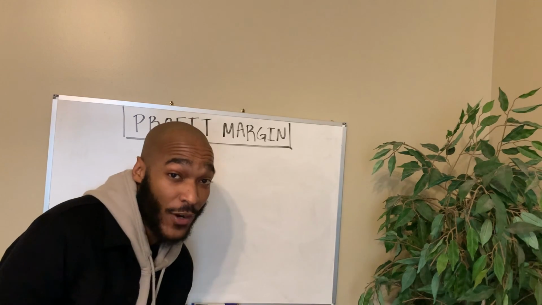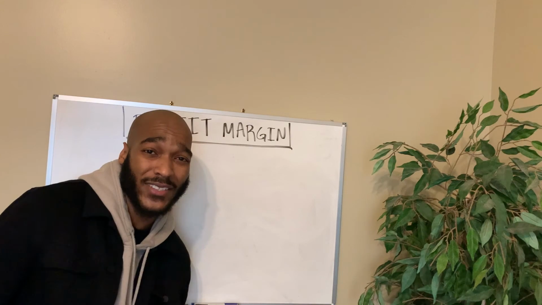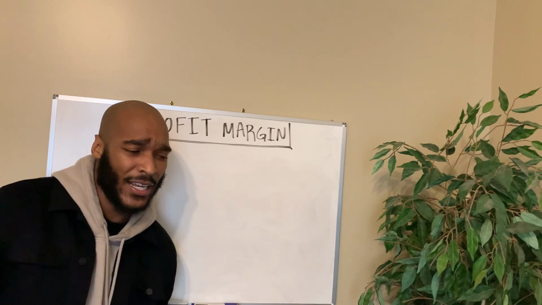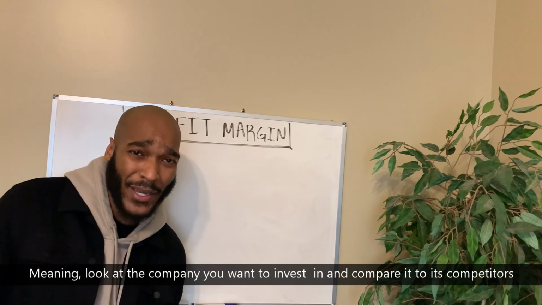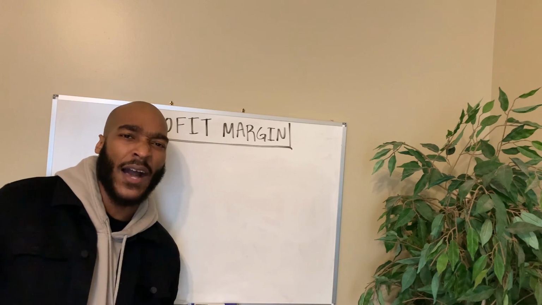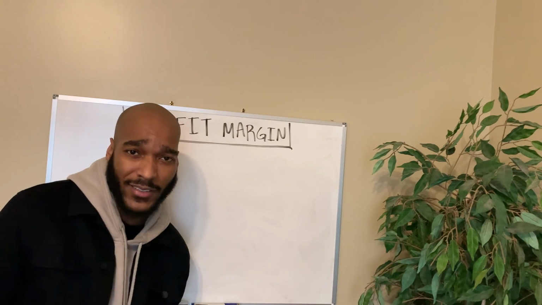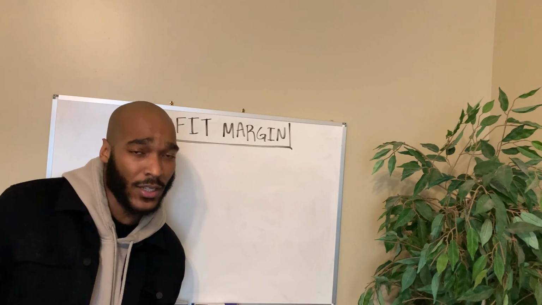But wait, there's more. It's not a set-in-stone rule, but I generally don't like to invest in companies that have less than a 10% profit margin. Now, when you're looking for companies to invest in, you want to compare apples to apples and pick companies within the same industry. But when you look at, for example, Apple that has a 25% profit margin, there's definitely no way that I'm investing in a similar tech company that has less than a 5% profit margin. It's just not happening.